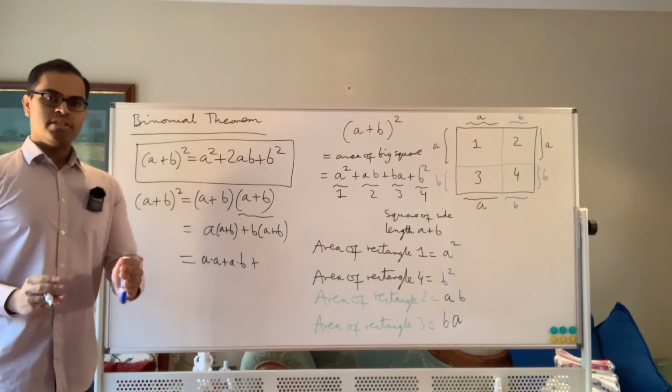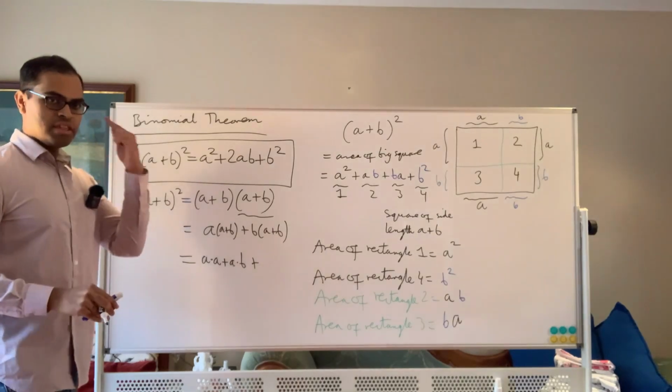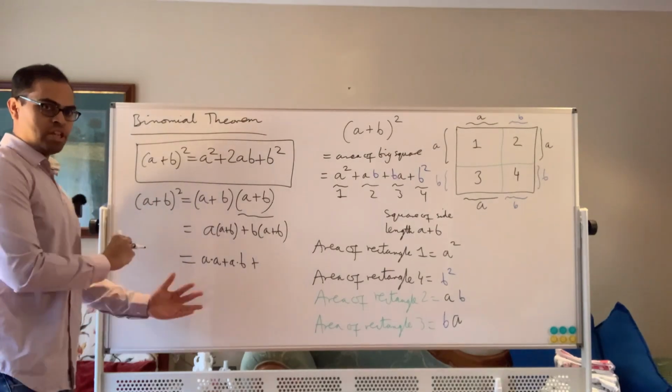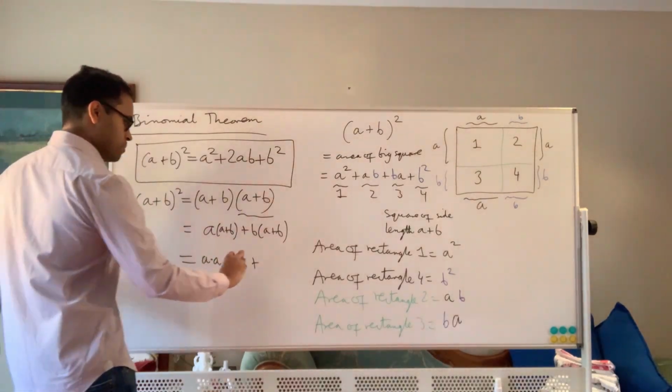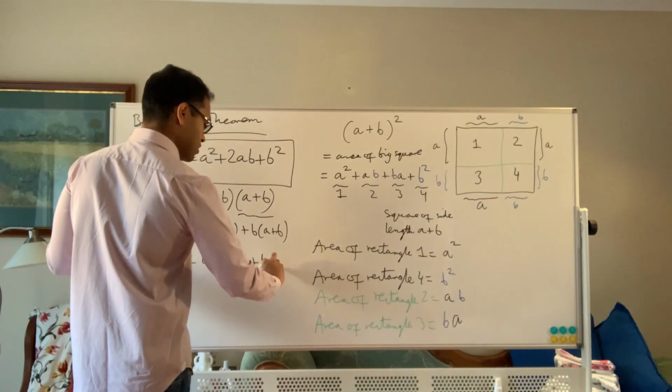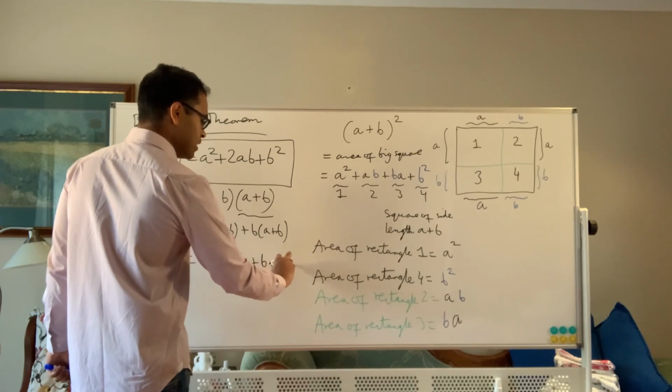Don't let me finish. Just try to think about what it should be and then pause the video and watch along. So what is (a + b) lots of b going to be? It's going to be b times a. It's going to be a lots of b plus b lots of b.